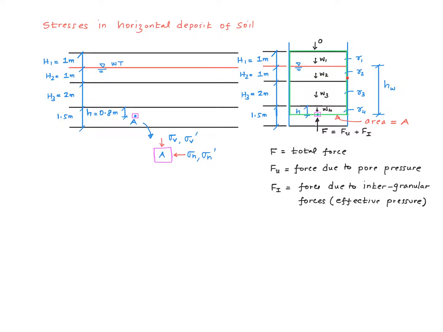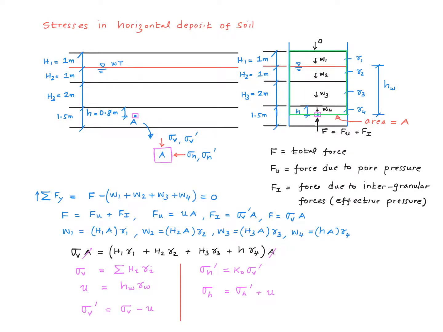So let's consider the equilibrium of the free body with boundaries shown by the green lines here. On this horizontal plane passing through the point, we have a force F, and that can be split up into the force due to pore water pressure and the force due to what we call the intergranular forces, which is the one that goes with the effective stress. And then within the layers, we have the weights acting vertically down, W1, W2, W3, and W4. There are no forces acting on the surface of the soil.